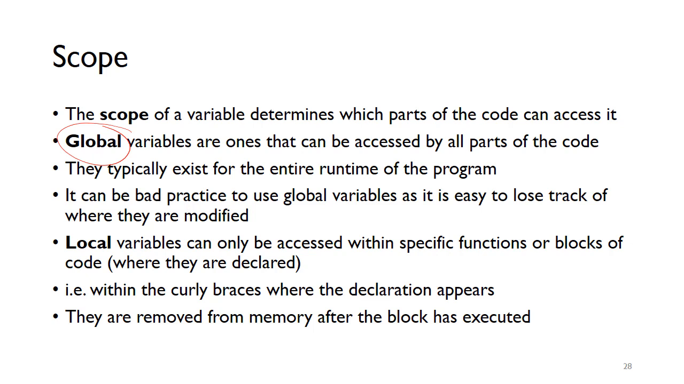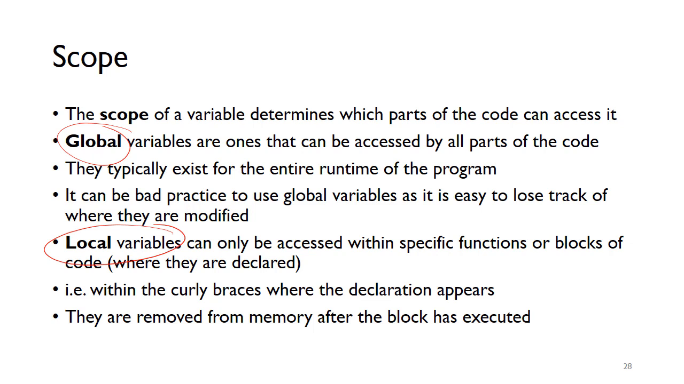But it can be bad practice to use global variables. They do have some uses, especially for embedded systems. But on the whole, it is bad practice to use global variables, because it's very easy to forget where they're modified. If you've got one single variable that can be modified in lots of different places, it can make it difficult to track down bugs because you're just not sure where this one variable has been modified. So we tend to use local variables where we can.